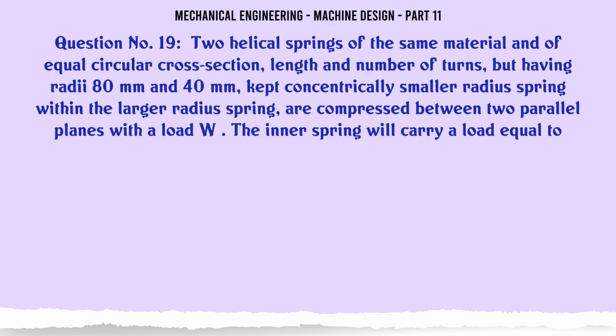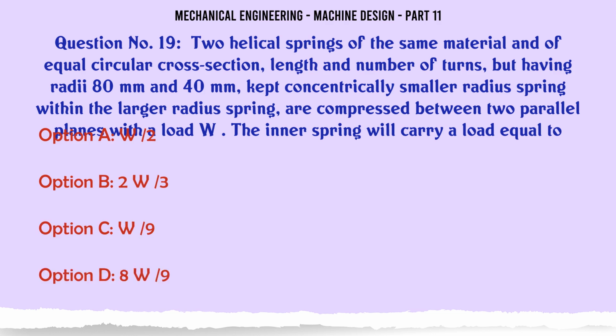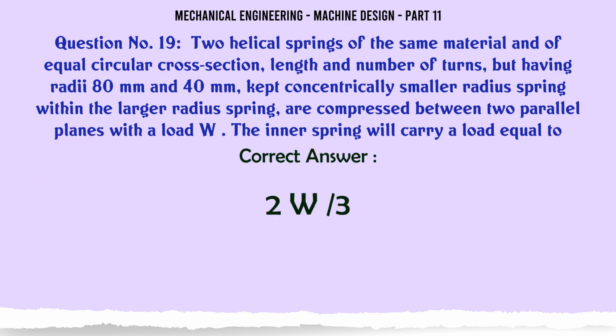Two helical springs of the same material and of equal circular cross-section, length and number of turns, but having radii 80 mm and 40 mm, kept concentrically with the smaller radius spring within the larger radius spring, are compressed between two parallel planes with a load W. The inner spring will carry a load equal to A. W/2. B. 2W/3. C. W/9. D. 8W/9. The correct answer is 2W/3.